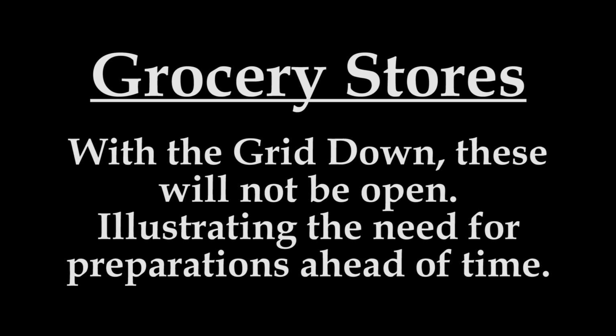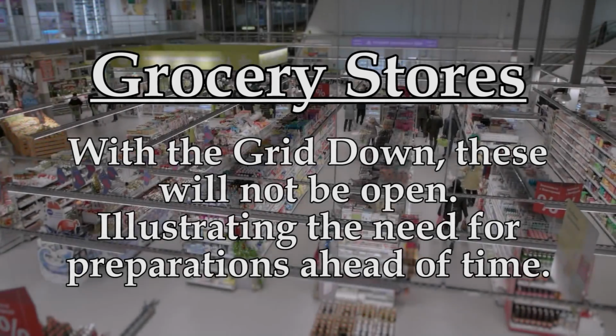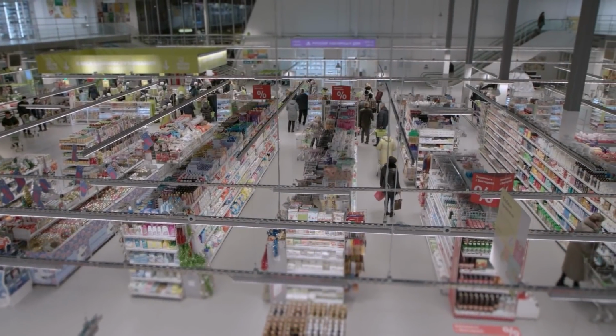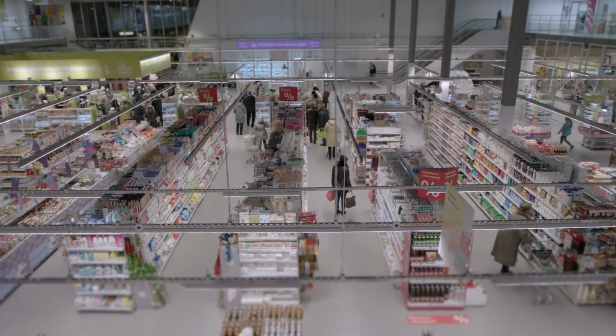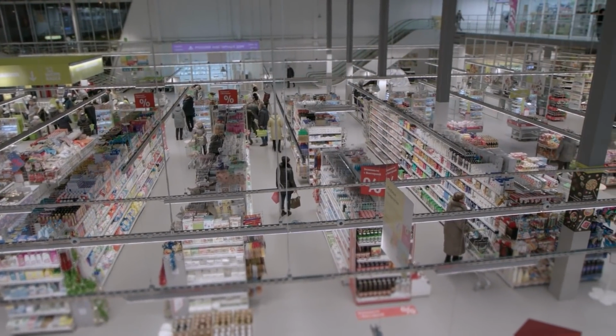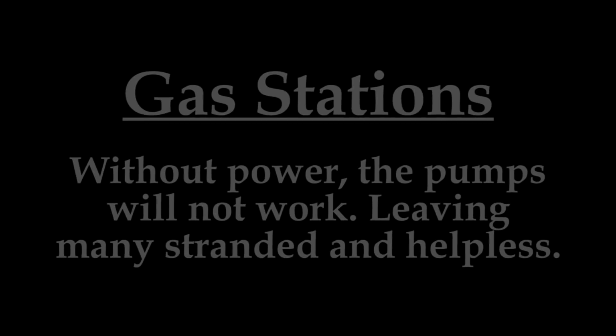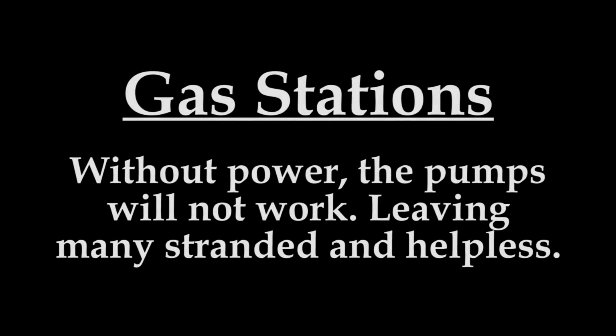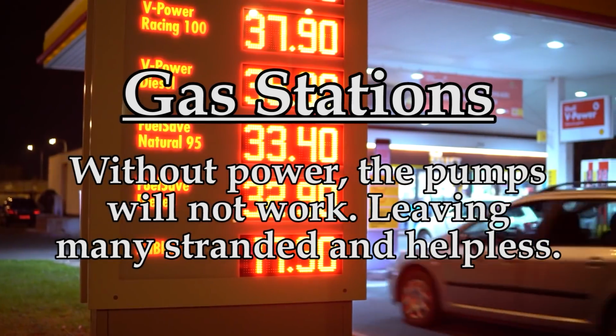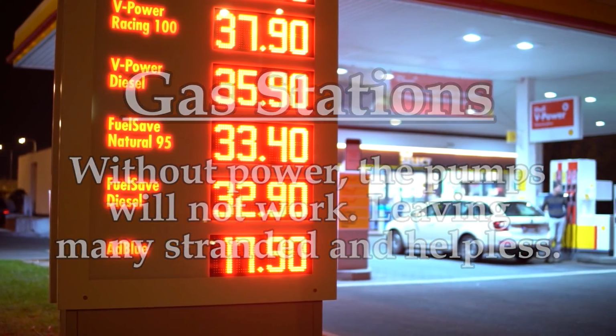Grocery stores will close immediately. Even stores with backup power supplies will have to close due to the fact that the grid is down elsewhere, and they will not be able to communicate with any of the banking systems to verify purchases, so these will close immediately. Gas stations will do the same thing. Without any power, gas stations will close immediately due to the inability to pump gas.